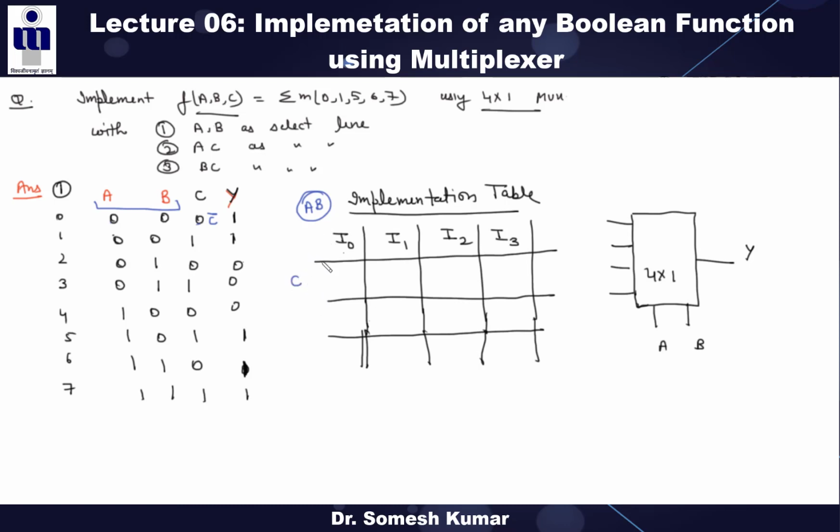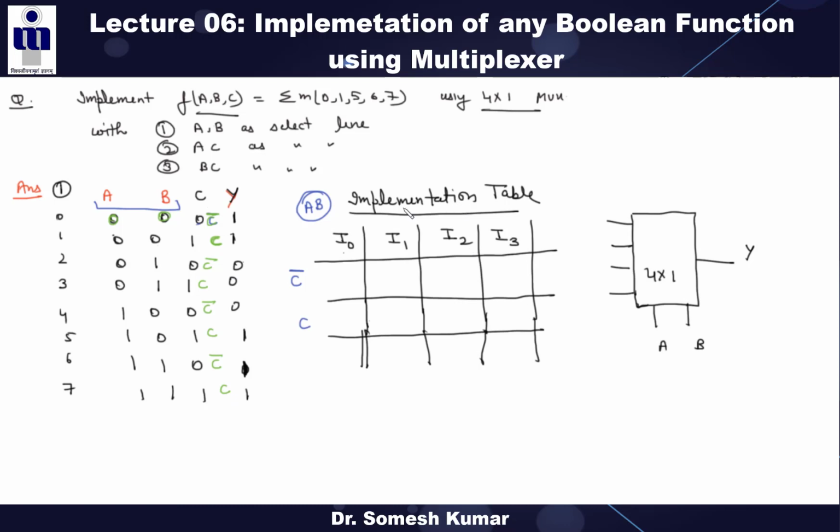Now in the row side, we write one as C bar and the second as C. From this truth table, it is clear that when both select lines are 0, 0, the output is C bar. When both are 0, 1, this is your C here. So I am writing this 1 as C and 0 as C bar. Now are you able to see one pattern? It is repeated, right?